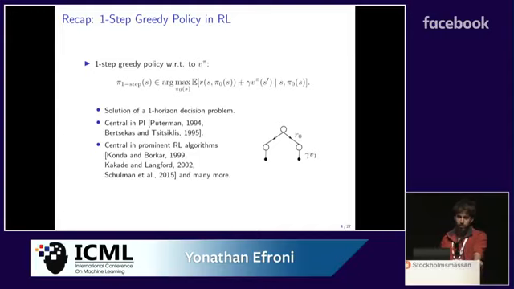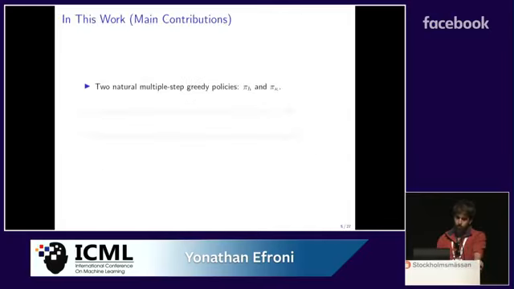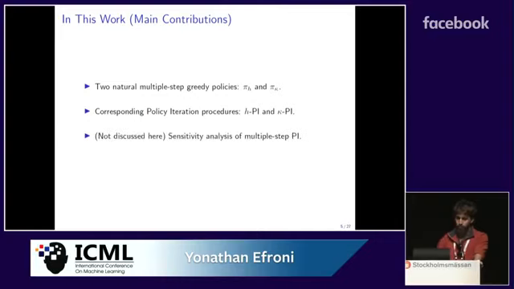Because it's central to policy iteration, it is also central to many other reinforcement learning algorithms that are based on policy iteration. And so our contributions here will be to define a multiple-step greedy policy and prove some of its properties. We'll give the corresponding policy iteration procedures, which we name h-policy iteration, which uses the h-greedy policy, and kappa-policy iteration, which uses the kappa-greedy policy, pi kappa. We've also done a sensitivity analysis, which we shall not discuss here, and you can obviously read it in the paper.